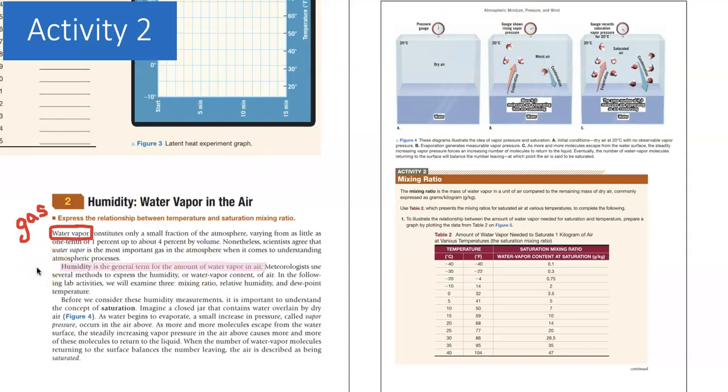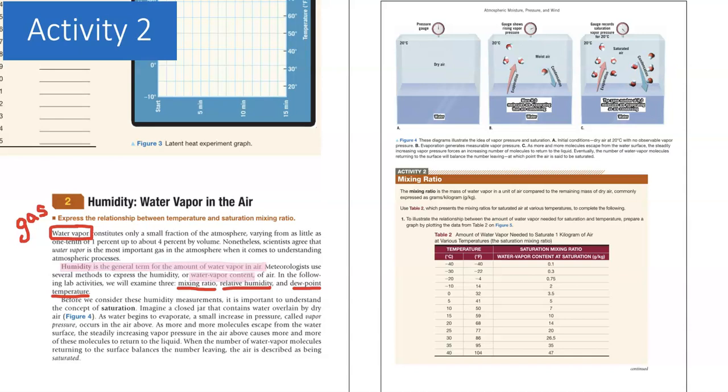So back here to the second paragraph, humidity is a general term for the amount of water vapor in the air. Sometimes it's called water vapor content. Again, it's invisible, so it has to be measured with an instrument. There are different ways to talk about humidity, and 3 of them that are in this lab are mixing ratio, relative humidity, and dew point temperature, and I'm going to get to those in just a moment.